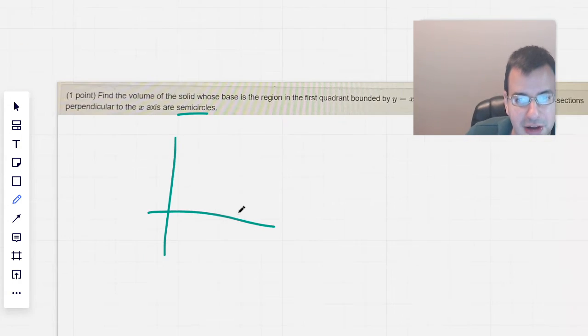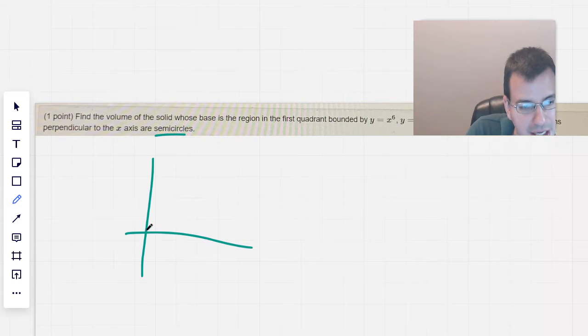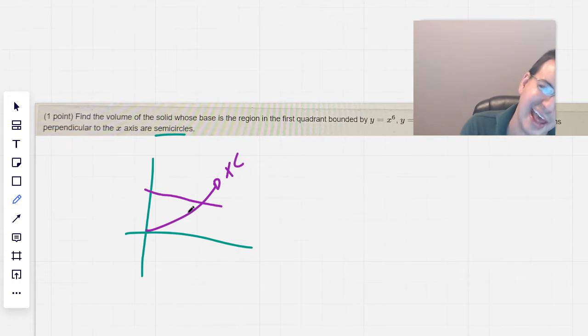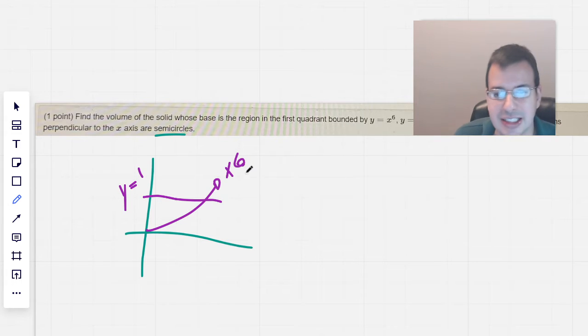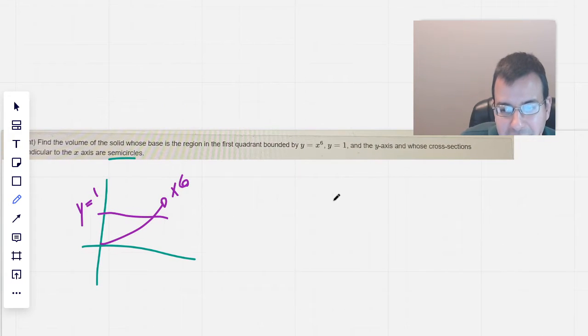So we have y equals x to the 6th, which will look like this. And we have y equals 1, which will look like that. That's supposed to be more straight than that. That's okay. Y equals 1. That's supposed to be a 6, not a C. And the y-axis, so right there.